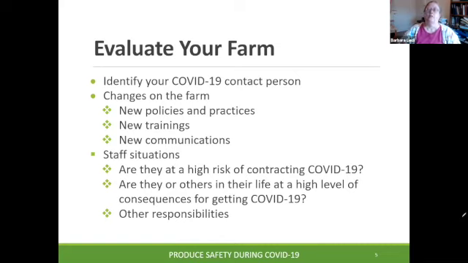Staff situations: talk with your staff. Are they at a higher risk of contracting COVID-19 because of health issues, or are there other people in their life that are on the front lines and working in a local hospital? That might mean they have potential to be exposed to COVID-19 more than the general public, so that you know that and you can adjust, because you may have to pivot really quickly with that staff member. Again, don't penalize them, but have a plan in place.